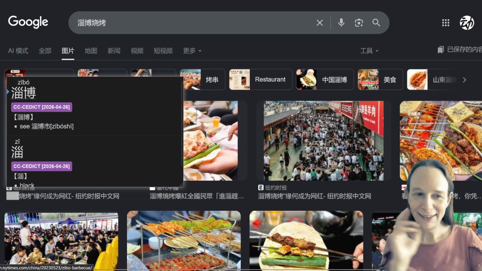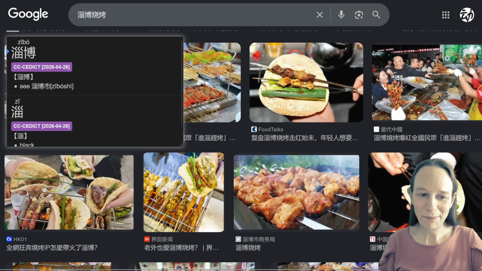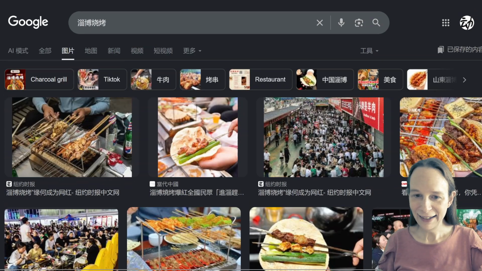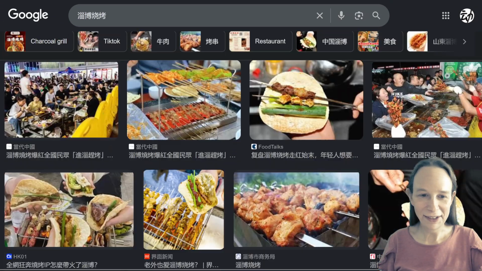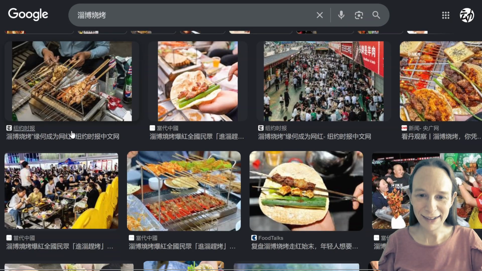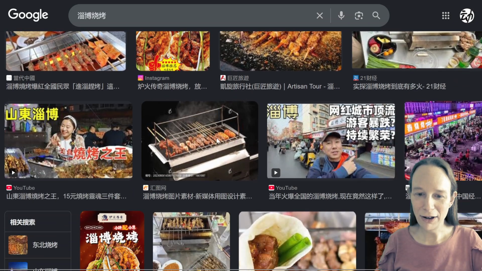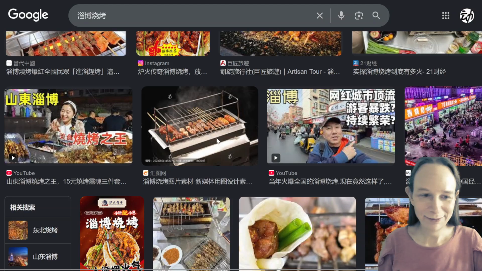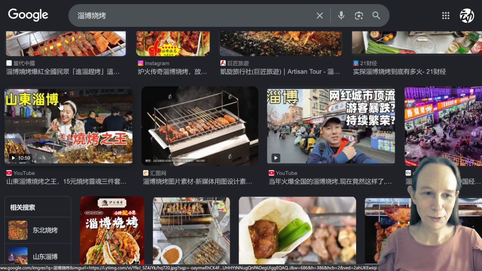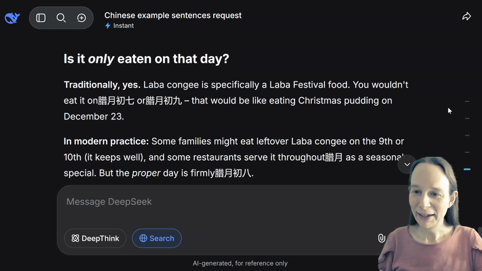So Zi is a fairly rare character. Maybe, I'm not sure. I don't even know what it means. I just know 淄博. It's just this place name. All right, 淄博烧烤. Maybe I should go have it. I mean, no, you could probably get it here. 淄博烧烤. What's the difference between 淄博烧烤 and just 烧烤? I don't know. Yeah, Shandong 淄博. All right. I haven't been there. Maybe I should go there.